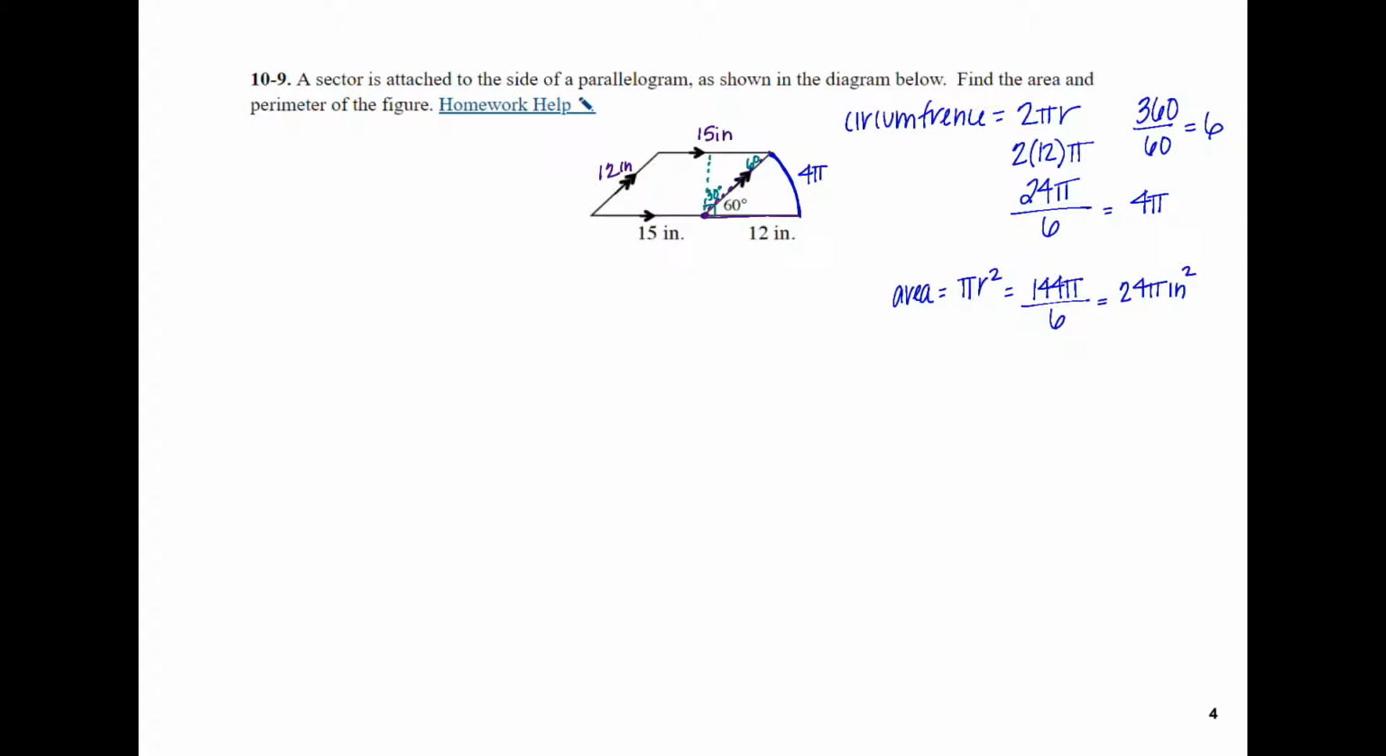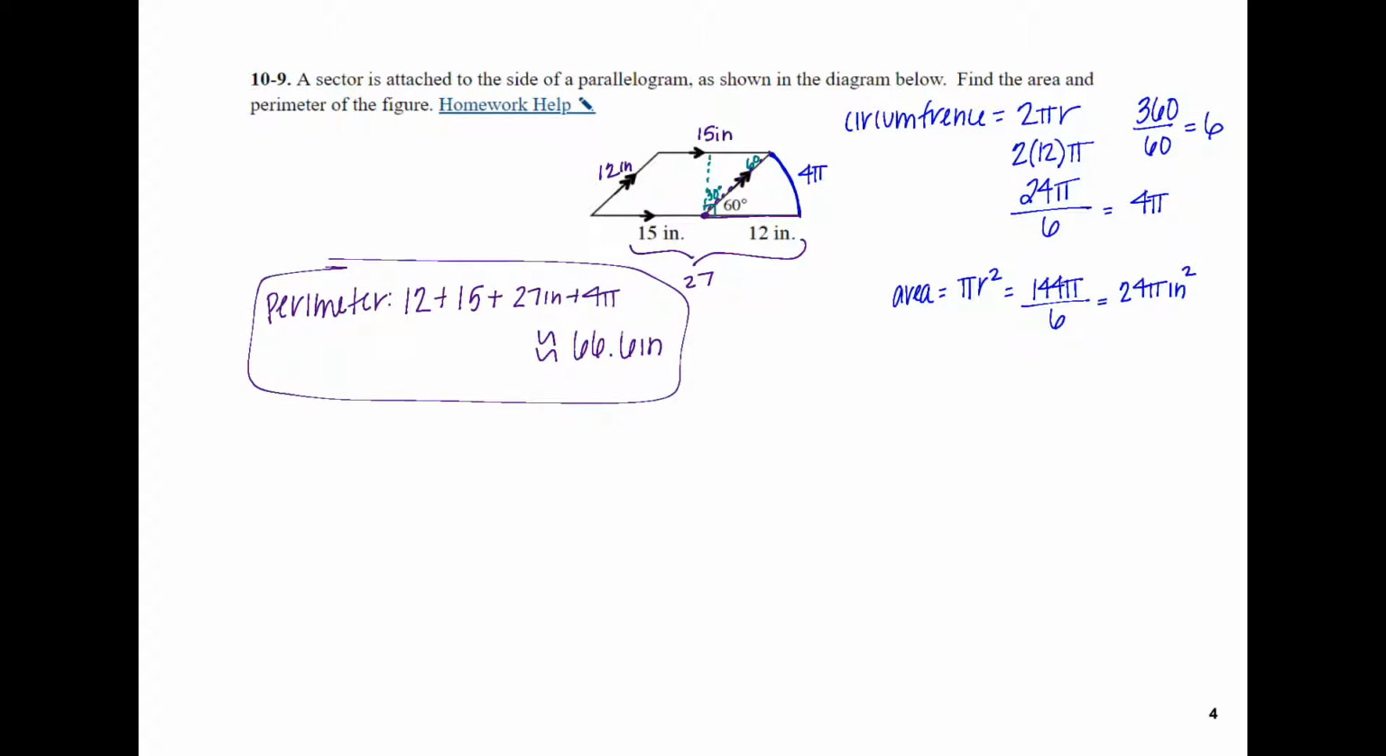So when we find the perimeter, we're going to add up all of our sides. So we're going to say 12 plus 15 plus this whole length, we're going to call 27, plus 4 pi inches gives us about 66.6 inches.